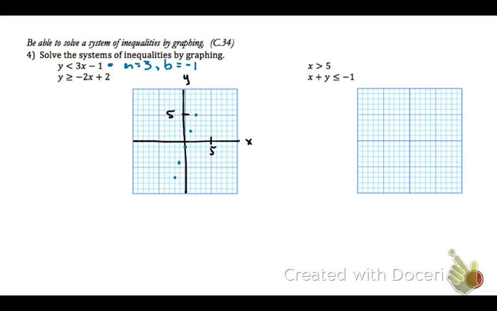Now I look at my inequality and I have a less than mark. So it's not going to be equal to. I'll try that again. So I am going to create a dashed line to show that this graph is not going to be equal to. And then I want to show everything that is less than, so I am going to shade below.